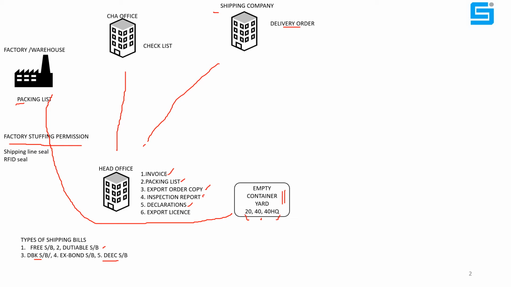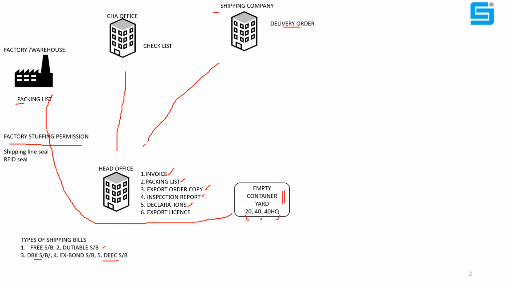Once the container comes to the factory, okay, the factory makes tax invoice as per the GST invoice, and everything they make, check, gate pass, everything is made in the factory, and the container comes with one seal, that is a shipping line seal.